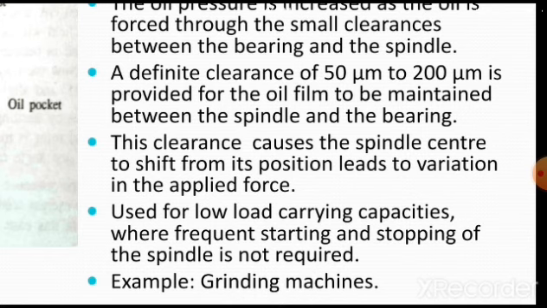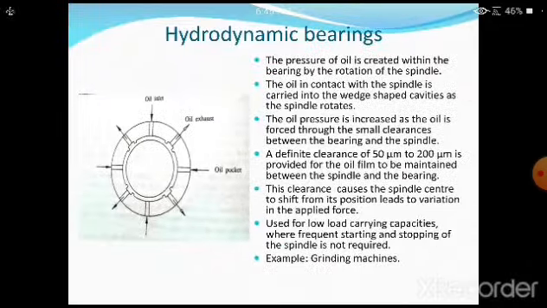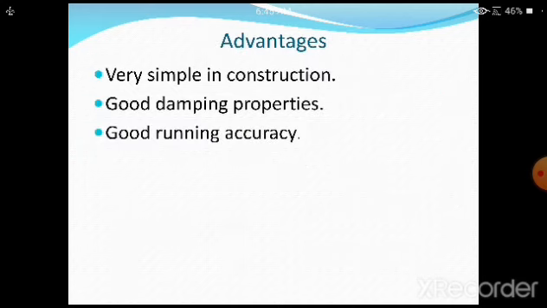That is why these are preferred for grinding machines. What is the main objective of grinding machines? In the case of a CNC grinding machine, there is no question of stopping the machine. Once the tool is set, until the grinding process is completed, we are not going to stop the machine itself. That is why it is very useful, especially in grinding machines.